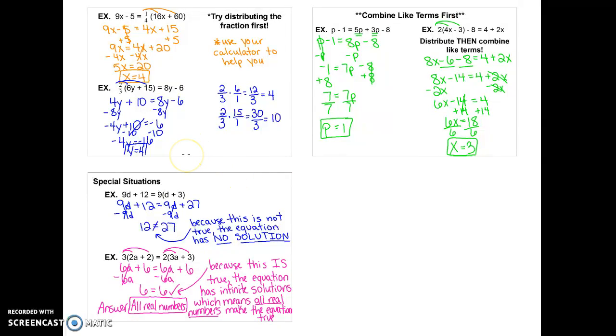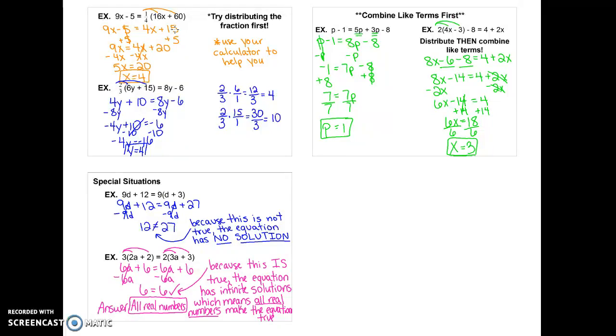Okay, a few more. So 9x minus 5 equals 1/4 times 16x plus 60. Right? Because of this fraction, you have to think ahead and realize if this fraction is going to work out nicely or not. 1/4 times 16 and 60 will work out nicely. So go ahead and distribute that through first. 1/4 times 16 is 4x. 1/4 times 60 is 15.